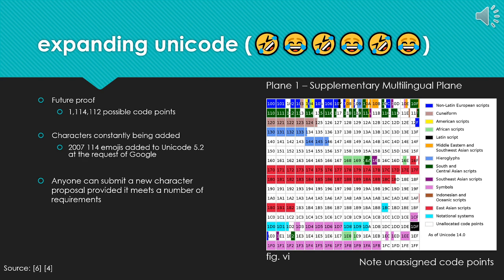Characters are constantly being added, however, and one of the biggest and most well-known additions was in 2007 when Google requested the Unicode consortium to add emojis, which were eventually added in Unicode 5.2. What is interesting as well is that anyone can actually submit a character to be added to Unicode as long as they meet a list of requirements that are on the Unicode website, such as the character not being suggested before and it not just being a stylistic variation of an existing character in Unicode.